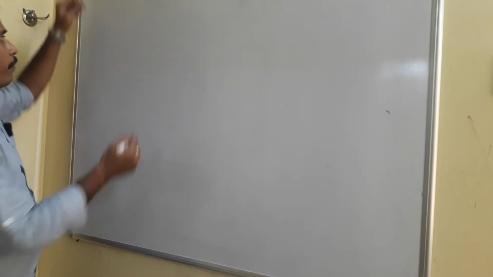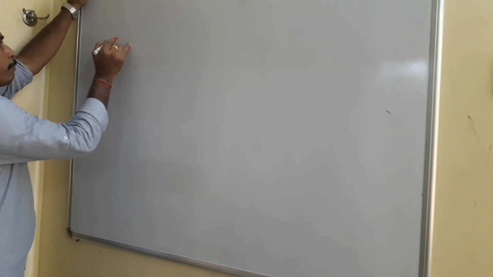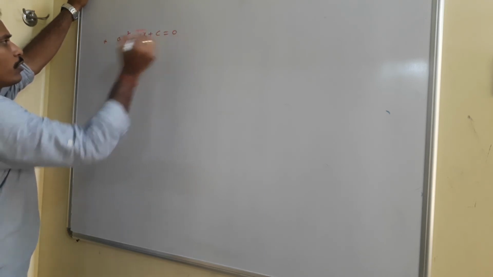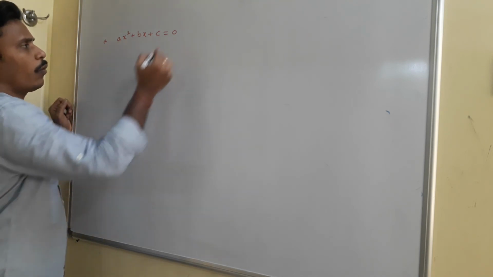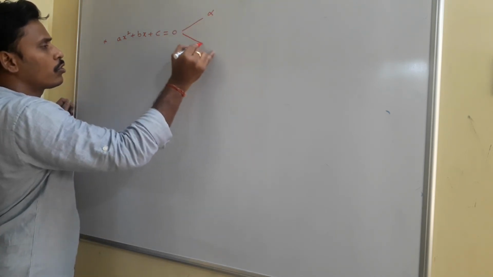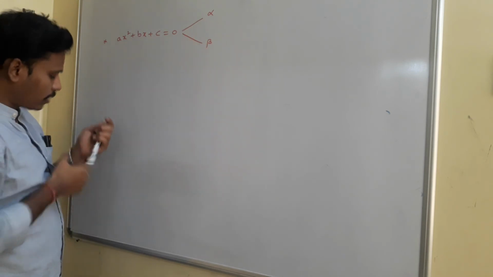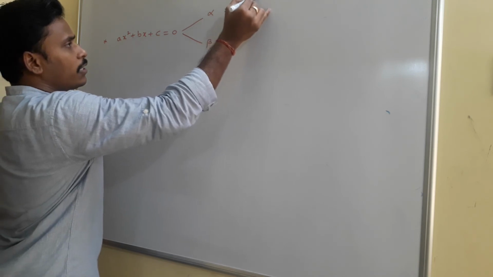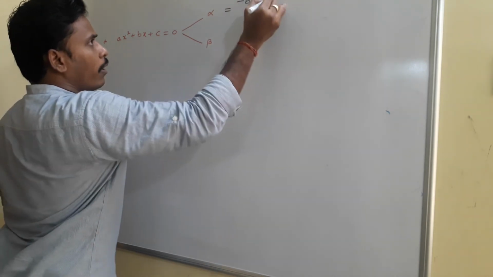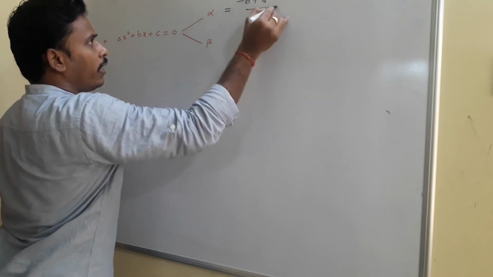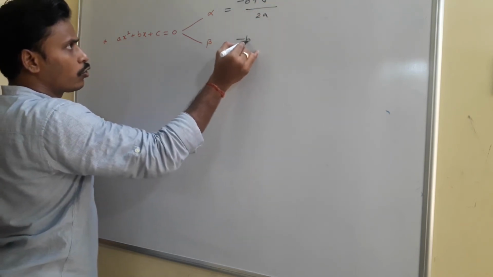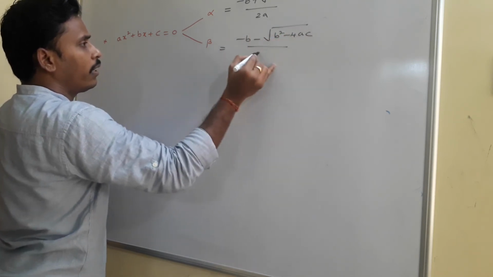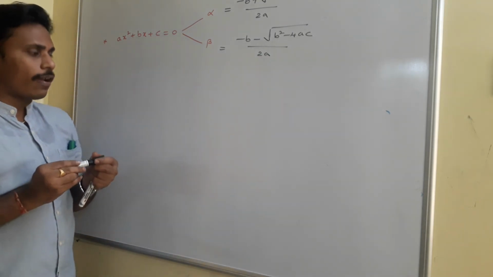Okay, right? And just look at this. ax square plus bx plus c is equal to 0 is a quadratic equation, and we know that it has two roots. Let them be alpha and beta. Since the roots of the quadratic equation are alpha and beta, we find alpha is minus b plus root of b square minus 4ac by 2a, whereas beta is equal to minus b minus root of b square minus 4ac by 2a.